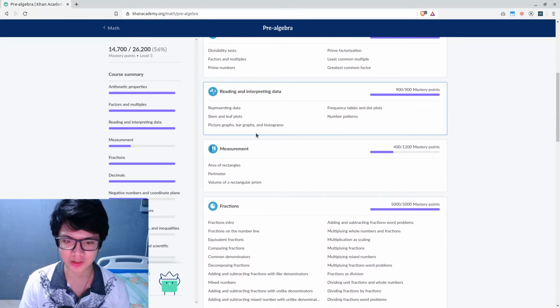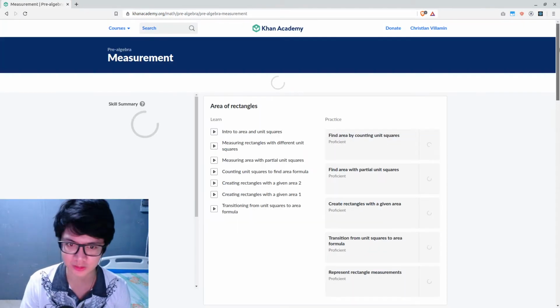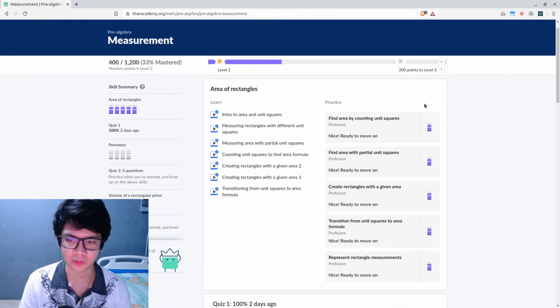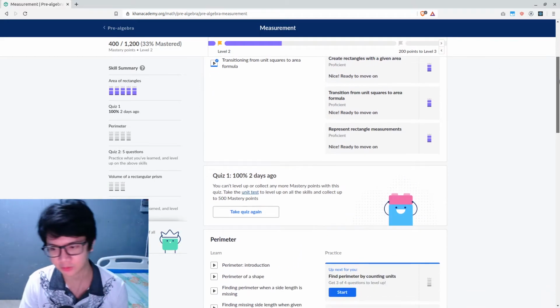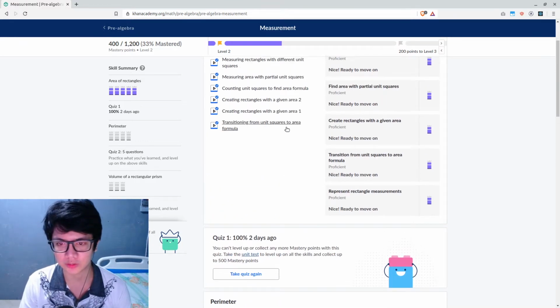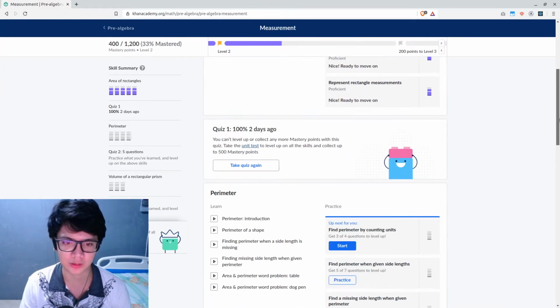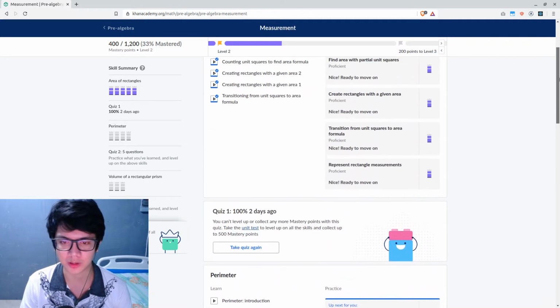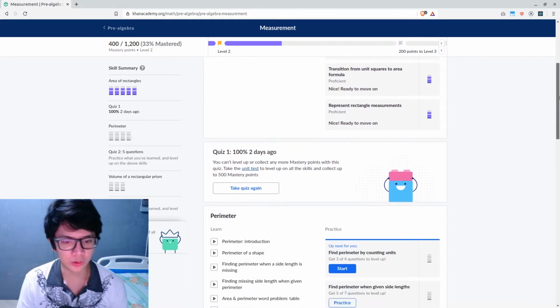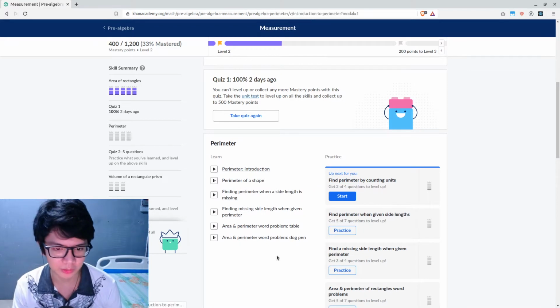Yeah, this is the last thing I did, and let's go to the measurements. Pre-algebra. Whoa, okay. Wait, what? Yeah, of course. I actually did this. This is actually the last thing I did. First quiz, and then this is where I left off. Okay, cool. Let's go. Perimeter deduction. Okay.